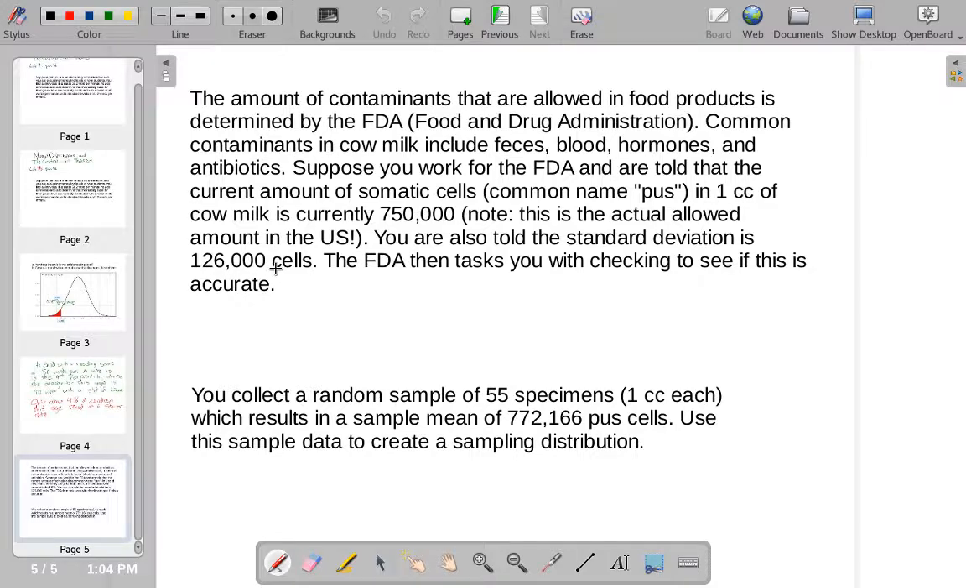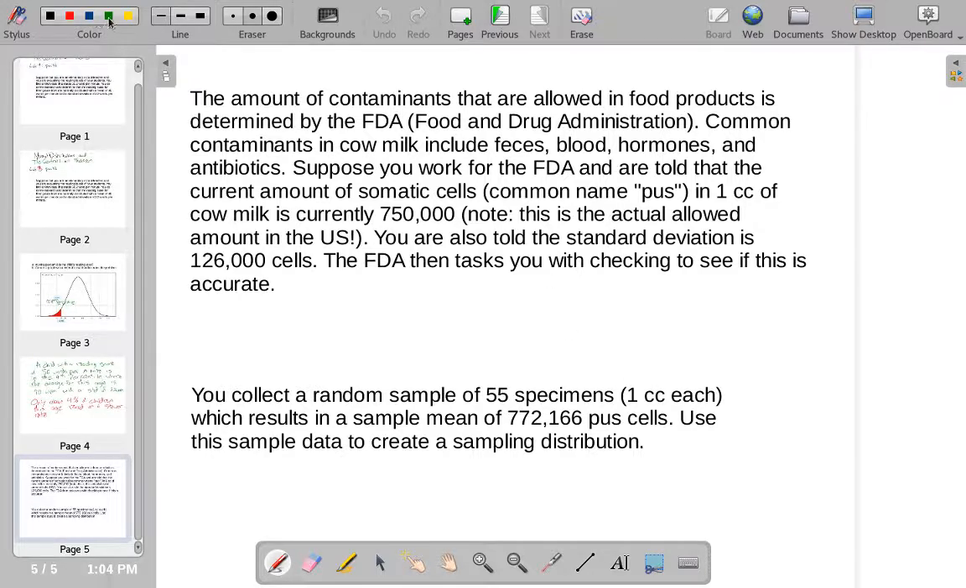So here I actually need to consult a calculator before I can consult StatKey because I have to calculate a special standard deviation. This is the standard deviation for an individual sample of milk. What I'm looking at now is what about samples of size 55? Okay, so 55 individual 1 cc samples. Now I have to employ the central limit theorem.